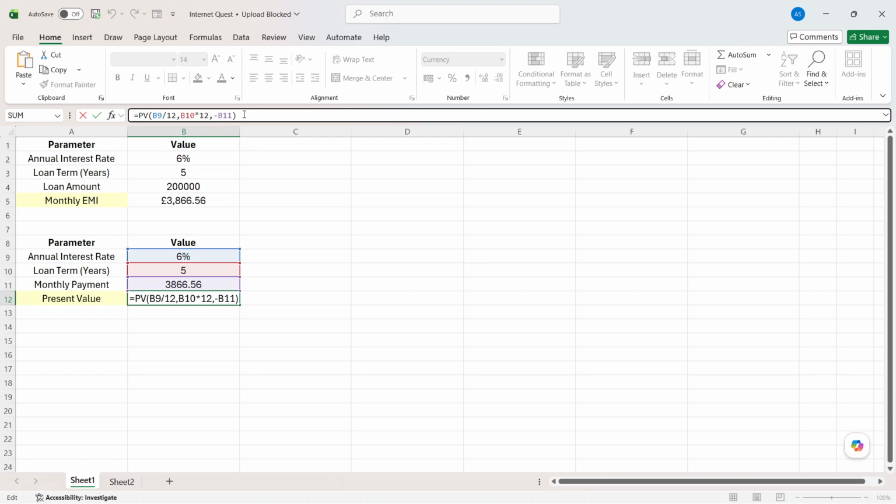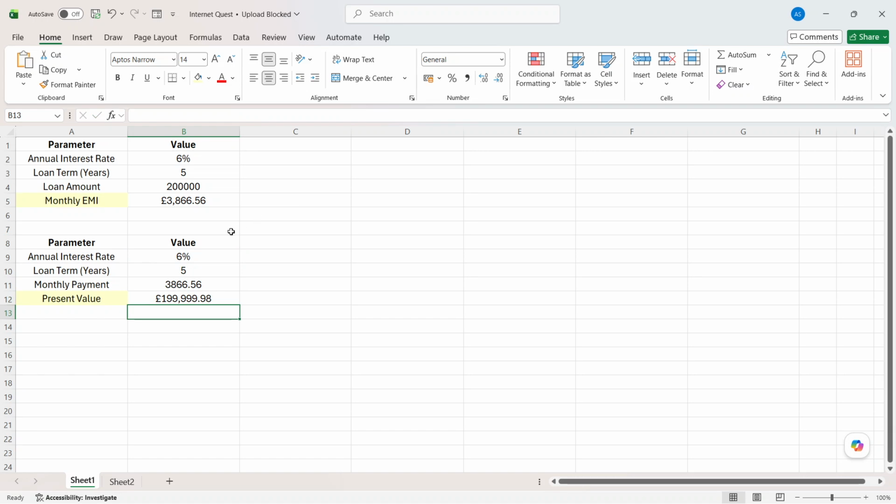And that's it. You've now calculated both EMI and present value in Microsoft Excel using the PMT and PV functions. If you keep your data organized and pay attention to monthly versus annual values, these formulas become very easy to use in everyday financial analysis.